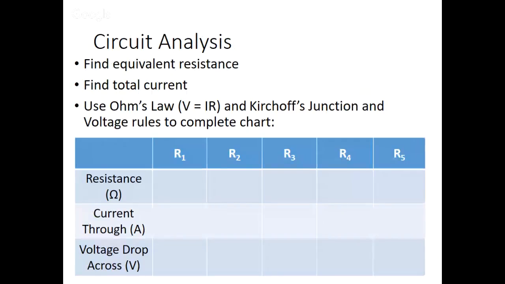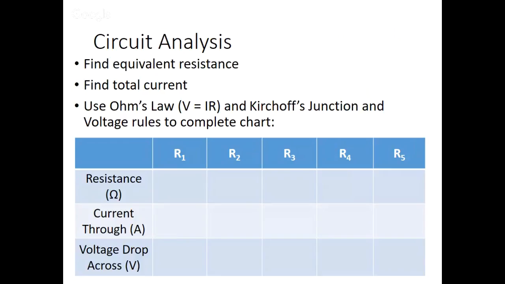All right. Now, typically the best steps for circuit analysis are to find the equivalent resistance, use the equivalent resistance to find the total current using Ohm's law, and then use Ohm's law and the junction and voltage rules to complete a chart like this, where for each resistor you keep track of the voltage drop across it, the current through it, and the resistance.